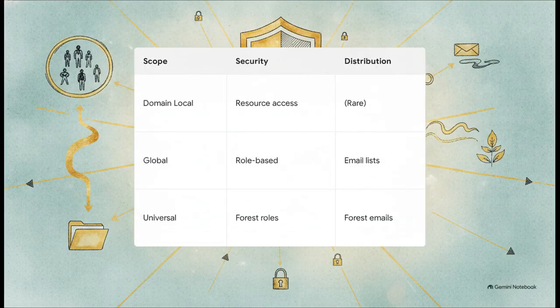Here is a golden rule for you right out of the gate. Never, ever assign permissions directly to a user account. You want to rely entirely on security groups. You'll use domain local groups to actually assign permissions to a resource, like a shared folder, and you use global groups to organize your users by their job roles, like, say, the HR team.